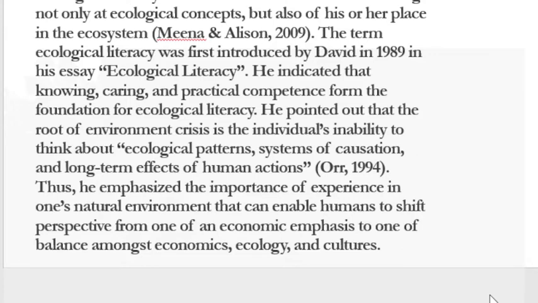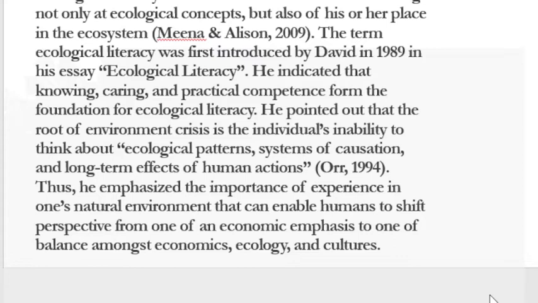Ecological literacy refers to an individual's understanding not only of ecological concepts, but also of his or her place in the ecosystem. We are not down to just a knowledge level, but you have to analyze yourself also, that you are a part of the ecosystem. Know your place. When you know your place, you know what to do. When you know your place, you know how to act.